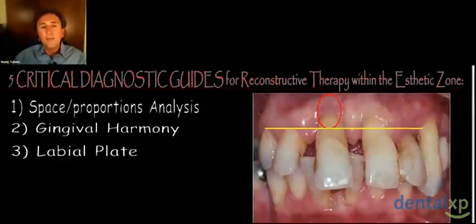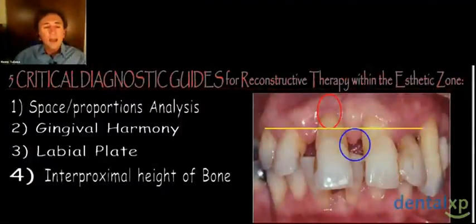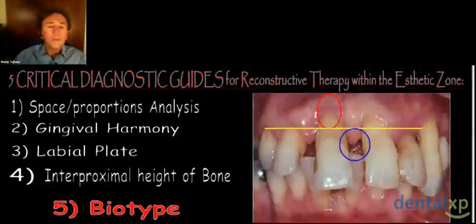Labial plate. Is it present? Is it deficient? Do I need to reconstruct it? And the interproximal height of bone. Very, very critical. Sometimes, very often, it's not enough to really look at a two-dimensional X-ray or PA to determine that. And the critical wild card, if you will, biotype.